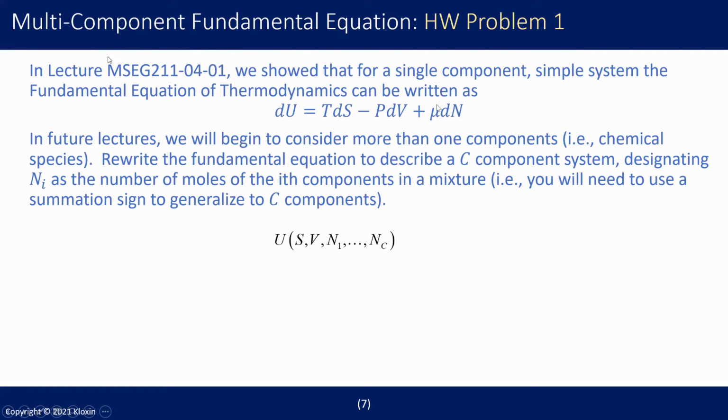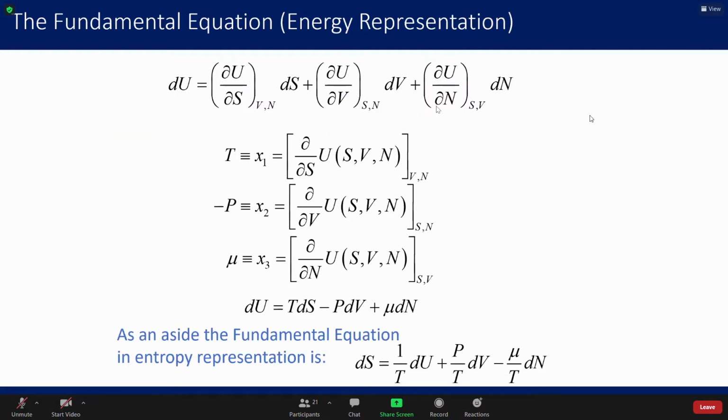Plus mu dn. Now, mu dn, we haven't talked about. We haven't gotten there yet. But for a single component system, there's still what's called a chemical potential, which literally is just defined as the change in the internal energy with respect to the change in the number of moles, holding S and V constant.